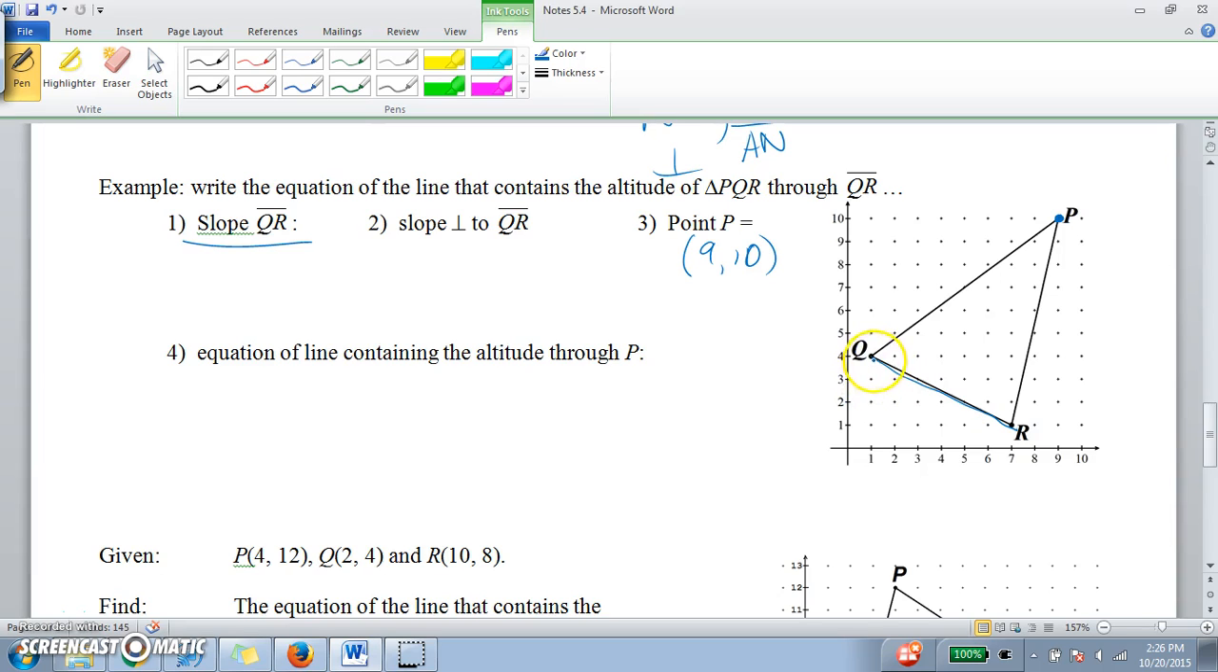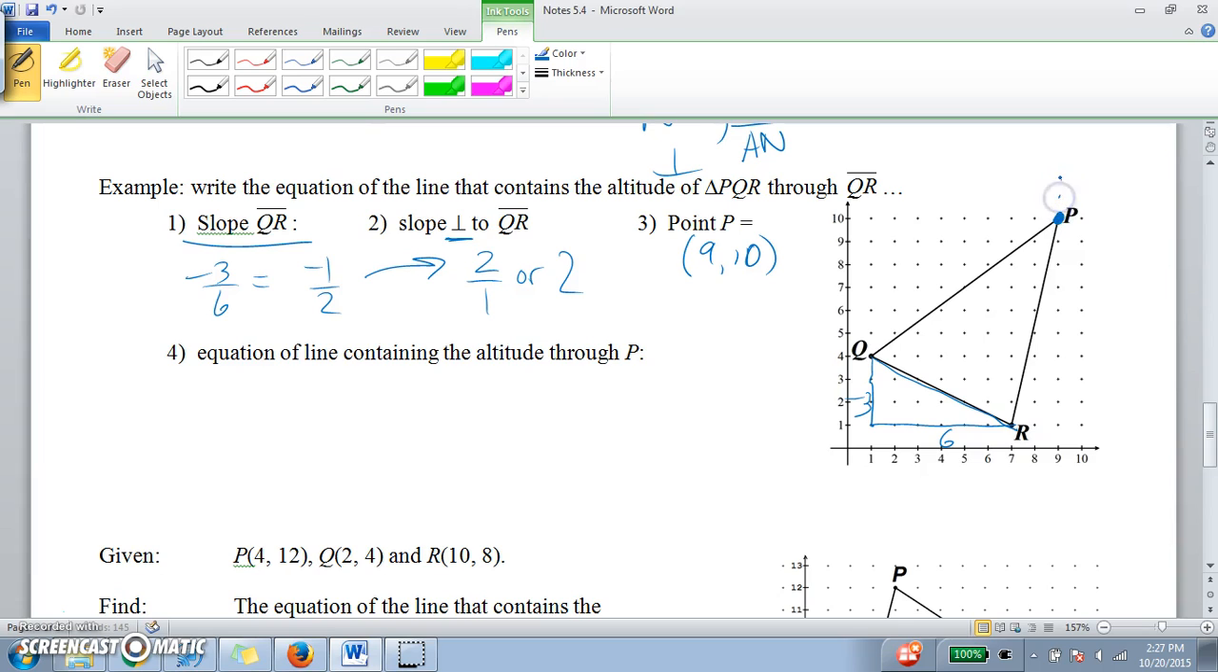So the slope of QR, if we count from Q to R, we go down 1, 2, 3, over 1, 2, 3, 4, 5, 6. So negative 3 over 6 for our rise over run. Negative 3 over 6 reduces to negative 1 over 2. So the slope is negative 1/2, which means the perpendicular slope is going to be positive 2 over 1, or just 2. So if we know it goes through point P, our slope is 2.